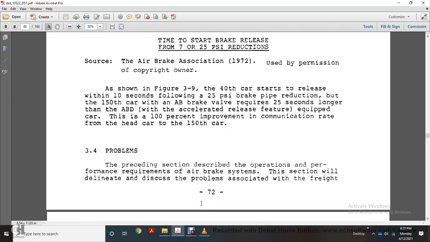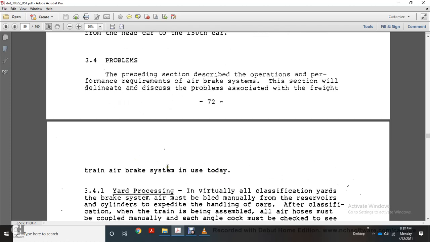3.4 Problems. Alright, the preceding section described the operation and performance requirements of the air brake system. This section will delineate and discuss the problems associated with the freight train air brake system used today.